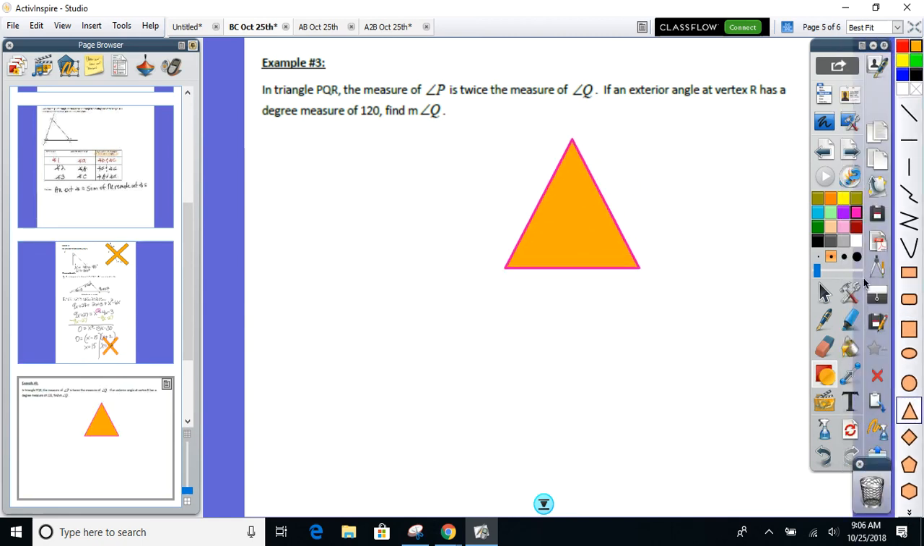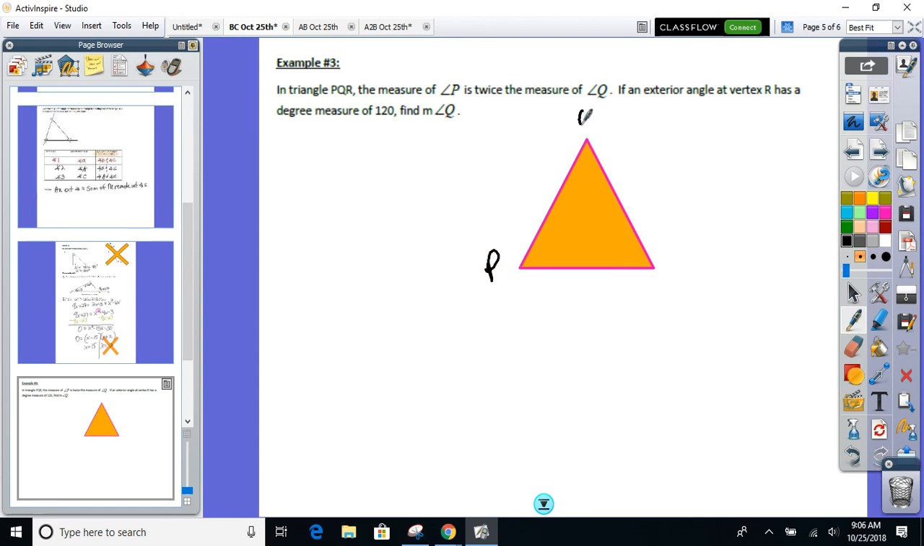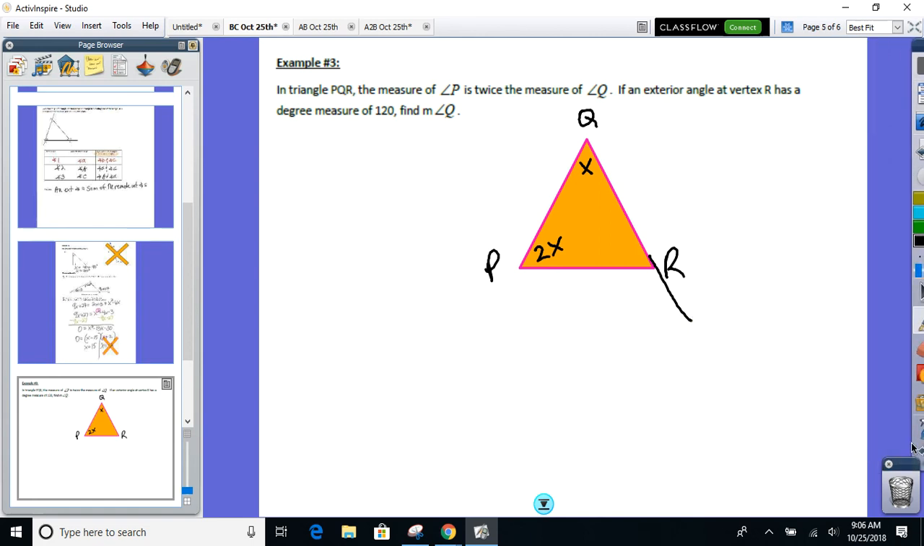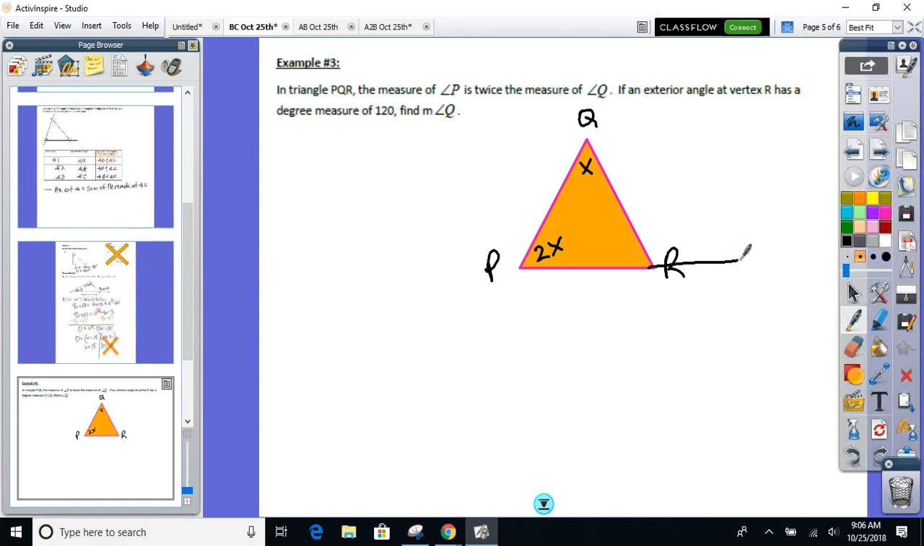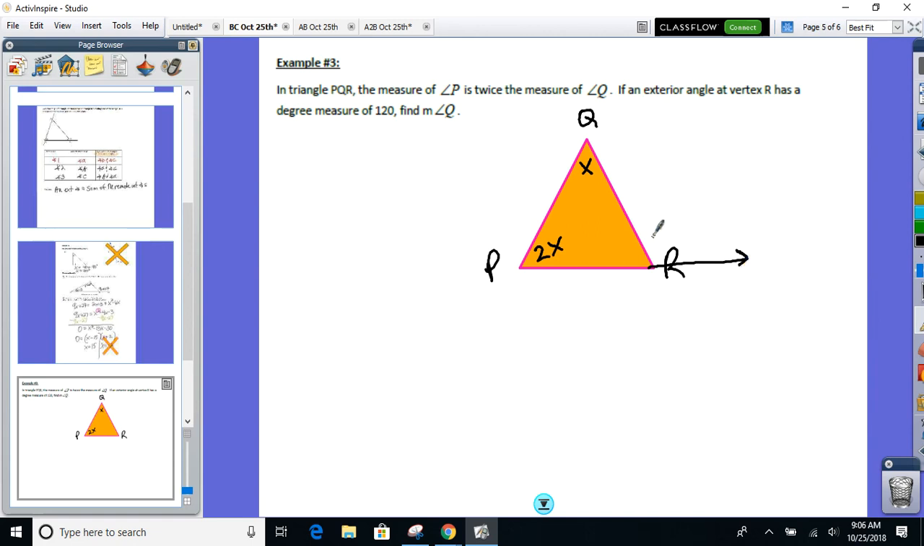Okay, triangle PQR. The measure of P is twice the measure of Q. All right, so I should probably call one of them X, right? Suggestion? Q, because P is twice it, so 2X. And there's an exterior angle at R. So here you can draw it out going out that way, or you can draw it out coming out that way. It's up to you. I'll draw it out coming out this way. And that has a measure of 120. Find angle Q.